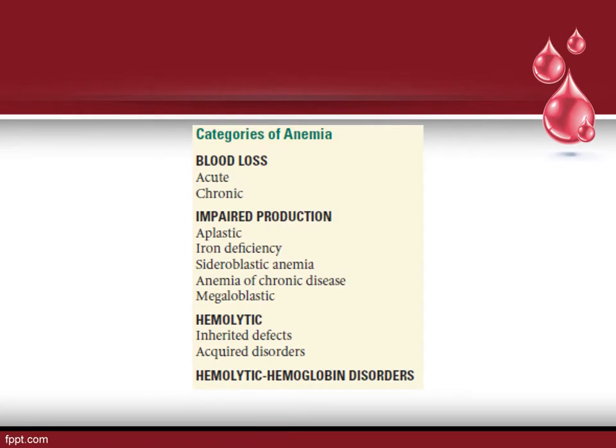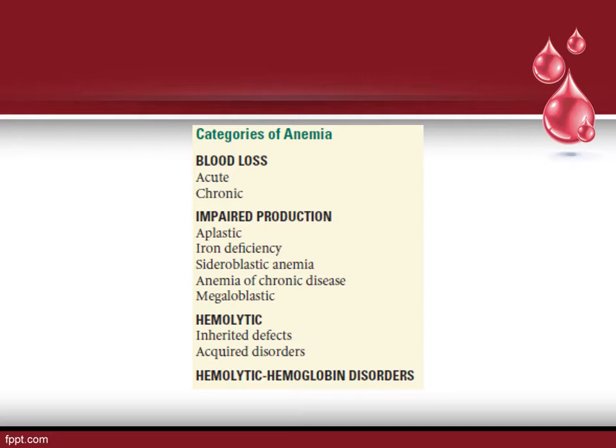So here is the figure showing the categories of anemia based on blood loss. Blood loss can be either acute blood loss or chronic blood loss. Acute blood loss is a sudden loss of blood. Chronic blood loss is a gradual loss of blood due to GI tract bleeding. The most crucial GI tract bleeding is from the upper GI tract.